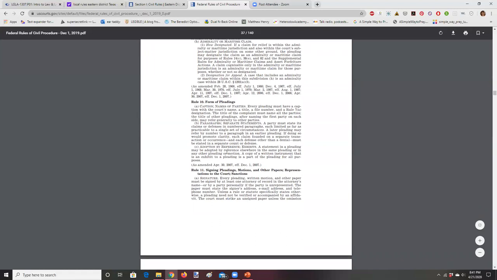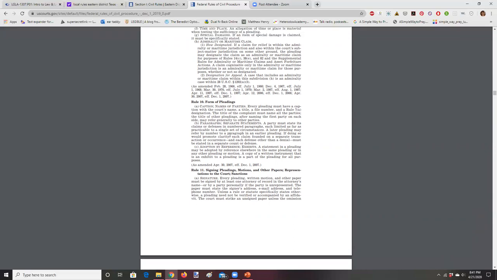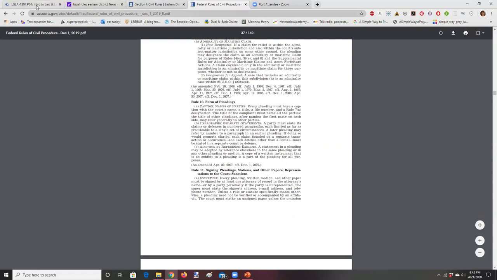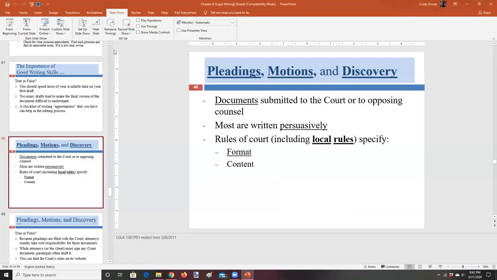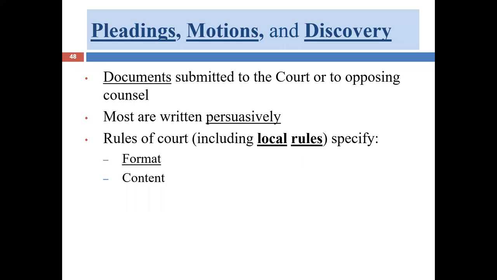And you'll see here, this doesn't say anything about the size of the font or the size of the paper, because local courts can decide, no, we want legal size paper, we want letter size paper, we want double space, we want single space, we want this size font or that size font. So there's going to be variations, and that's why you need to look up the local rules when you're formatting your documents. And so that's an important step whenever you are preparing documents that are going to be filed in court.